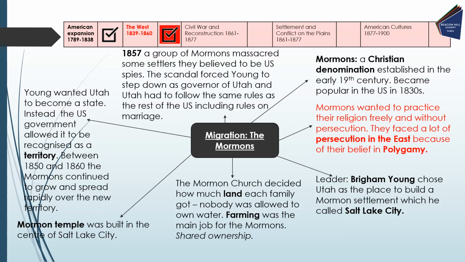So that's an overview of who the Mormons were as a group, obviously a very quick one, but the red information on screen, as I said, is the main thing that you need to remember, that the reason they have moved west in the first place is to escape persecution, predominantly because of their belief in polygamy.